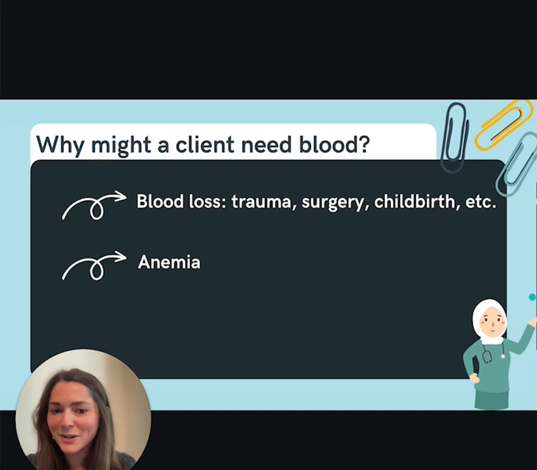Now, what are some reasons we may be giving a client blood? Well, the most obvious reason is blood loss, right? And this can be from trauma, surgery, or even childbirth. And then we may even be using blood products for our clients who are severely anemic.